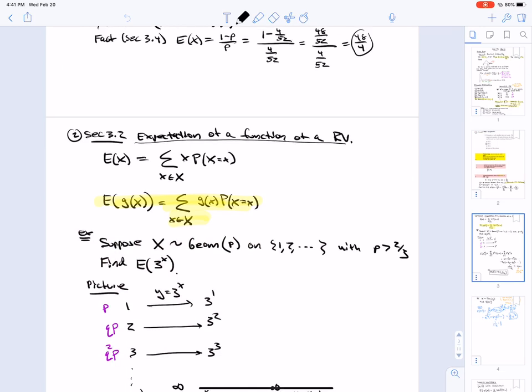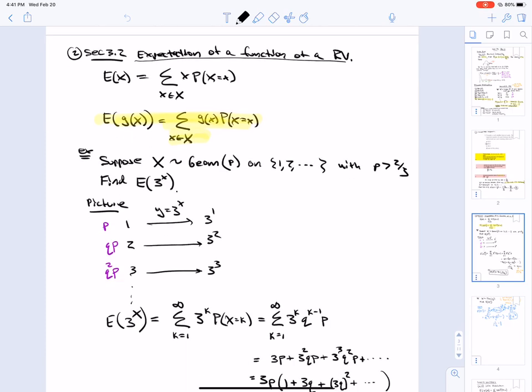So remember, expectation is defined as basically a weighted sum over all the outcomes of your random variable, weighted by the probability that that random variable takes that value. So the expectation of a function of x is the sum running over all x's of g of x times the probability that X is equal to x. So let's see an example of this.